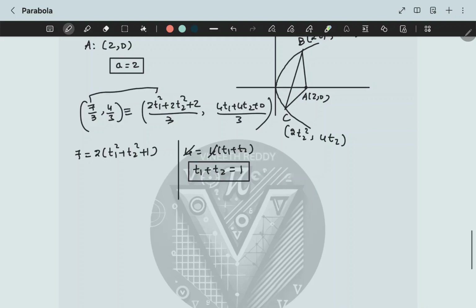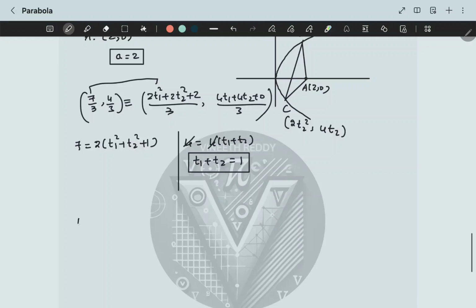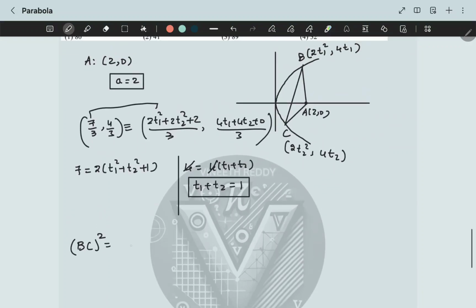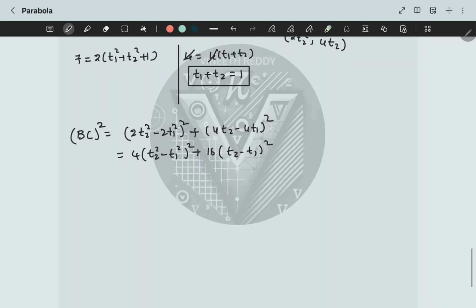We can solve it anyways, but what is the question here? He's asking us to find the value of BC. Should we find t1 and t2 separately? Let us see. So BC square should be (x2 minus x1) whole square, that means (2 t2 square minus 2 t1 square) whole square plus (y2 minus y1) whole square. So what do I get if I take 2 outside? I'll get 4 times (t2 square minus t1 square) whole square, plus 4 square is again 16 into (t2 minus t1) whole square, right?